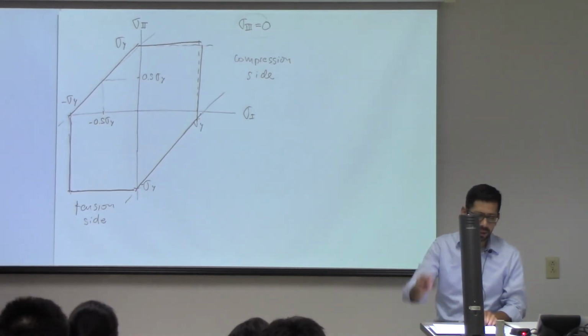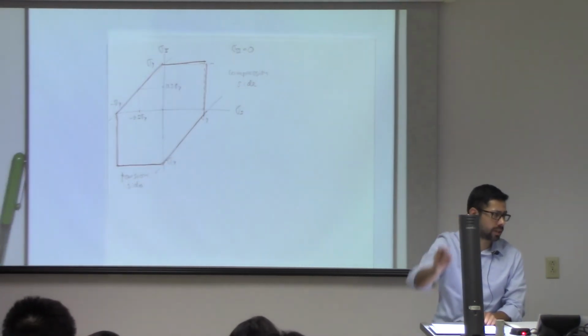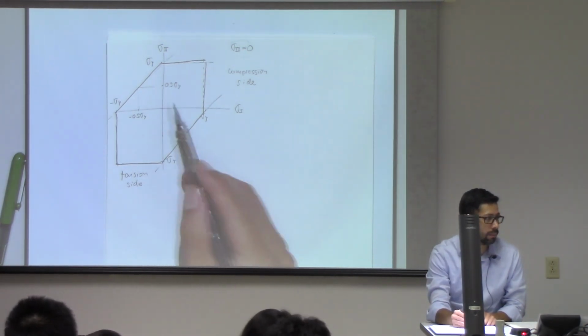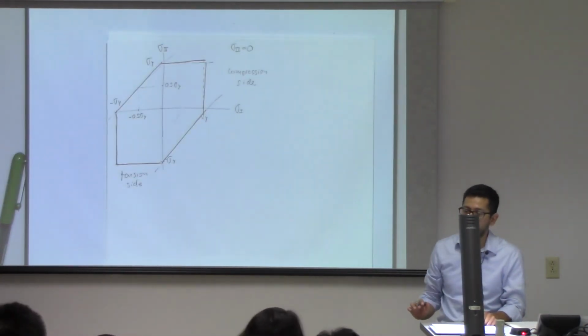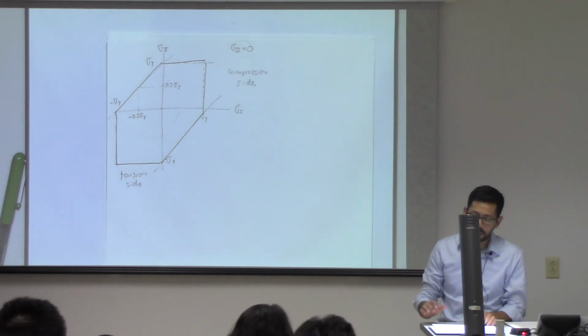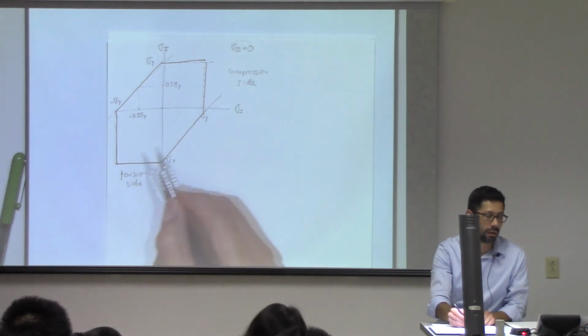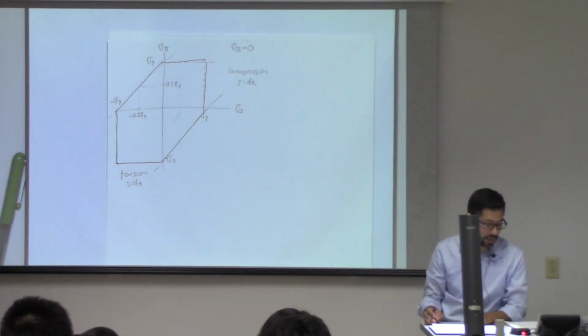So what this is telling you, according to the Tresca criterion, is that you can be anywhere inside this, but not outside. As long as you're inside, it's fine. But you cannot be outside that region. This is the limit of all the possible states of stress.